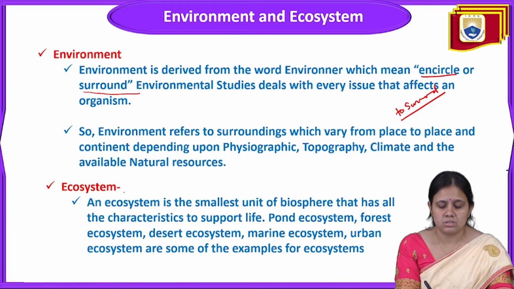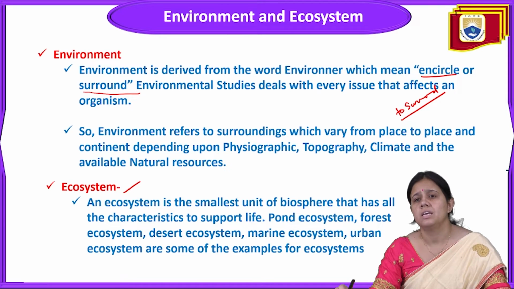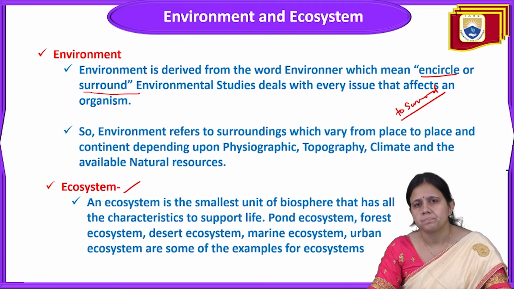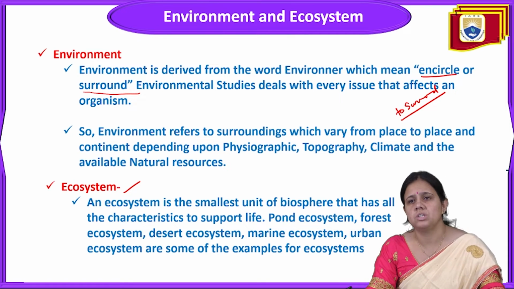Now the next term we are going to study in this lecture is ecosystem. First, the basic definition of ecosystem: ecosystem is the smallest unit of the biosphere that has all the characteristics to support life, all the feasible factors for the survival of life. Examples of ecosystem are pond ecosystem, forest ecosystem, desert ecosystem, marine ecosystem and urban ecosystem.